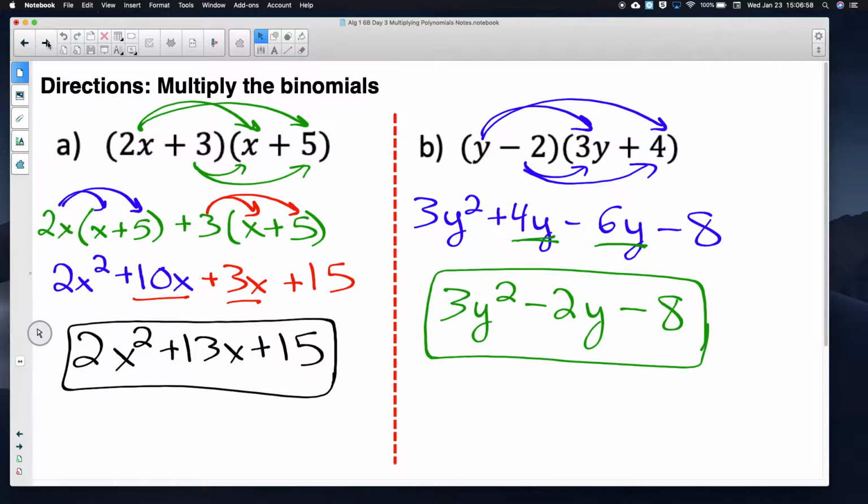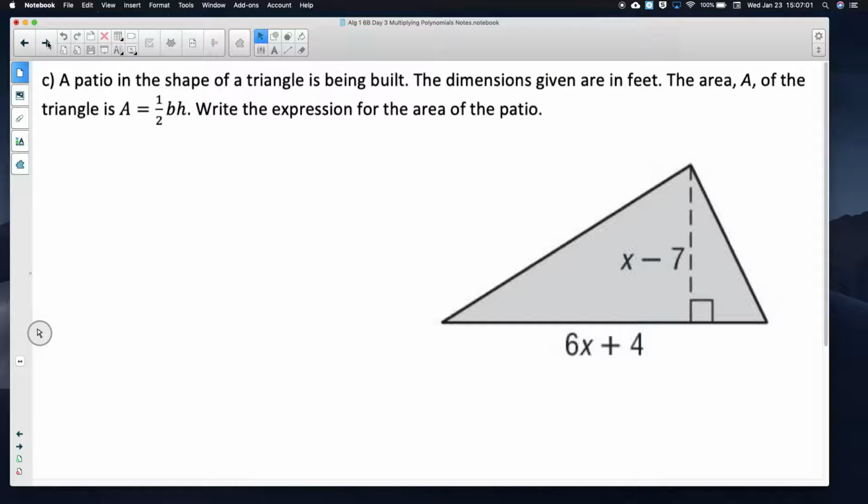Let us move on then to applying this to a little bit of geometry. So I've got a patio in the shape of a triangle being built. The dimensions that are given to me, the 6x plus 4 and x minus 7, are given in feet. So my units here are feet. I want to find the area of this patio. I want to find the expression that represents the area of the patio using this formula right here. The area is 1/2 times base times height. Well, I've got my base here, and I've got my height here. All I need to do is use those expressions and plug them into the formula.